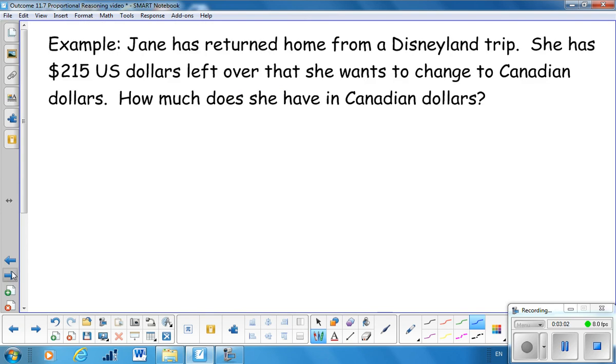Jane has returned home from a Disneyland trip. She has 215 US dollars left over that she wants to change back into Canadian dollars. How much does she have in Canadian dollars? So again, we need to decide on the exchange rate that we're using. So we're going to use the other one this time and say that 1 US dollar is equal to $1.09 Canadian.